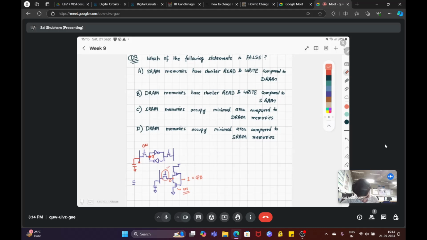So when this gate is on, what will happen? Whatever charge you have stored over here, it will find a path to discharge through this NMOS. So this NMOS is basically acting as a driver. Okay. So this has driving ability. There is current, there is high current. So more the current, less time, it is faster. In case of DRAM, it is something like this.